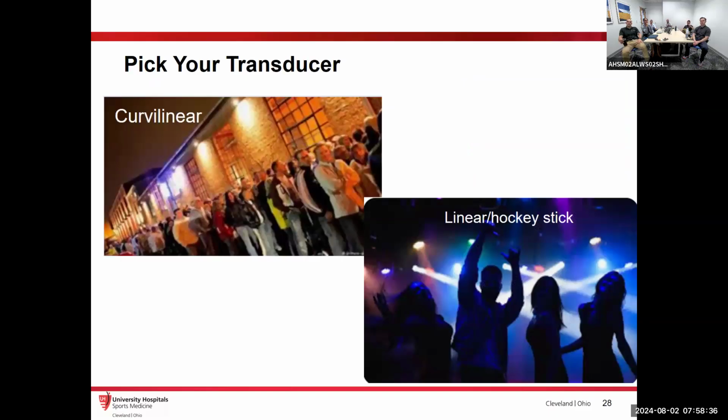So now we're going to talk about picking the transducer. How do you pick the transducer? You've got two different types of transducers, right? The picture on the left is getting into the club. You can assume that there's music there. If you're standing outside, all the doors are closed, windows are closed, what do you hear?